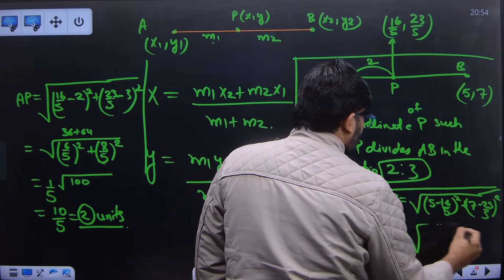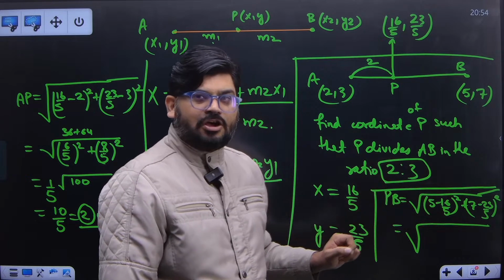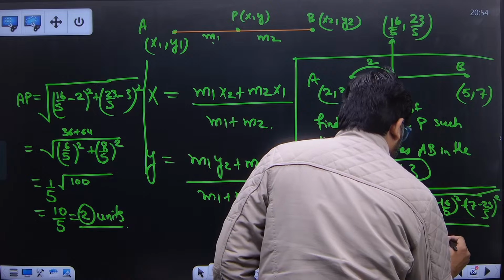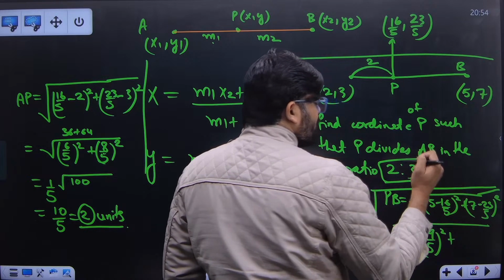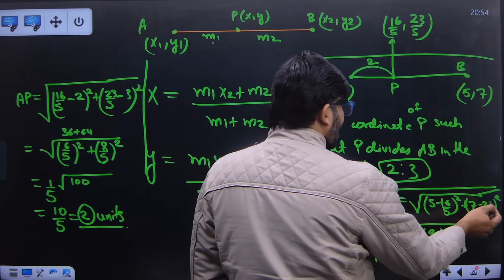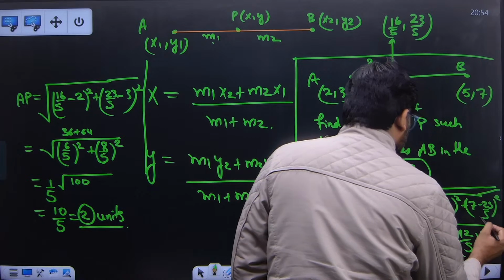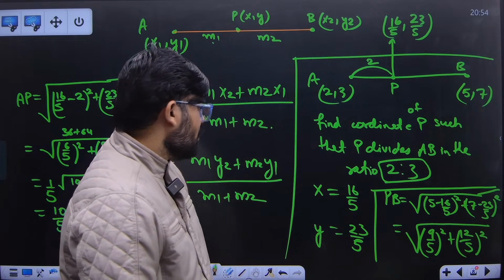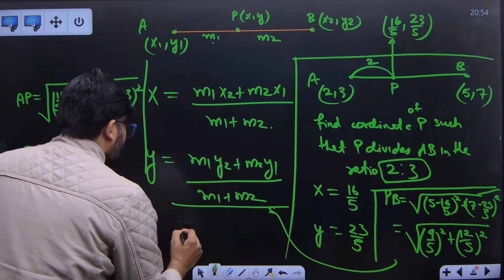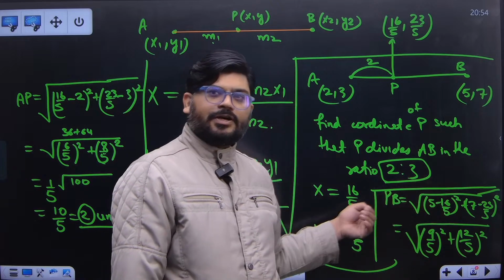Now 5 into 5 is how much? 25. And 25 minus 16 is 9. So you will have 9 by 5 whole square plus 7 into 5 is 35, and 35 minus 23 is 12. So it is 12 by 5 whole square. Understood? So you can take 1 by 5 outside. You understood how I got 1 by 5? Because 5 is in the bottom and a square is there.